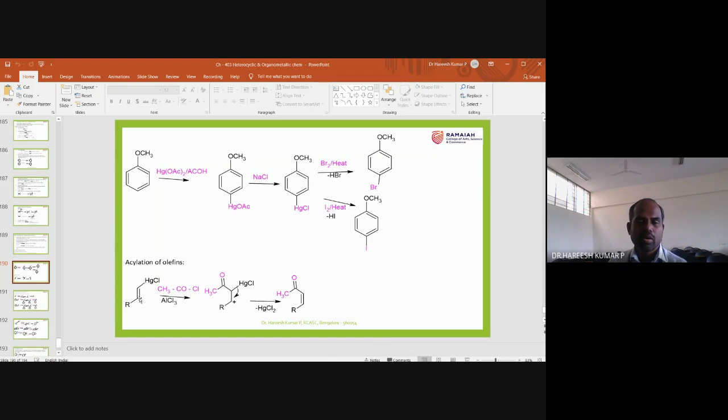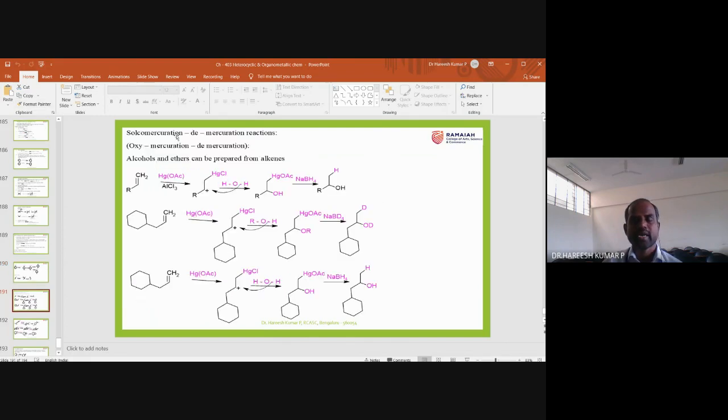So this is about another electrophilic substitution. Here the electrophile is CH3CO, and CH3CO is added to the mercuric compounds. With this, I will go to the next slide. So here I am talking about the solvomercuration and demercuration.